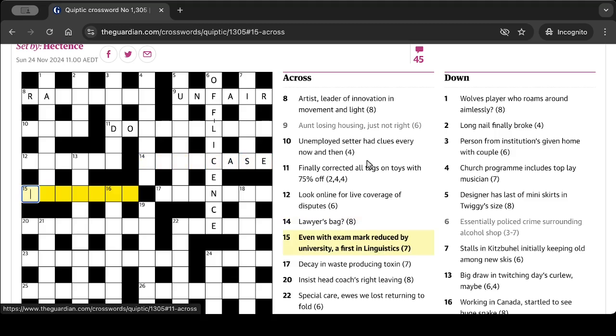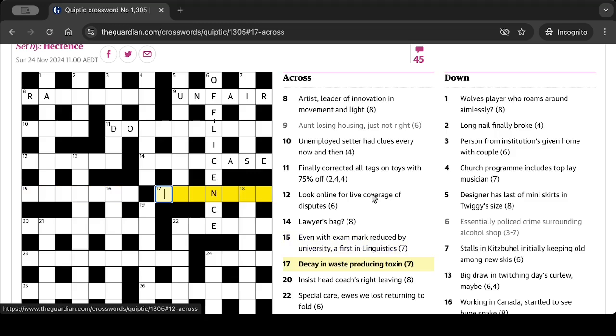The setter Rufus did amazing crosswords like that. Even with exam mark reduced by university, a first in linguistics. You know what? That's just so many words, so many potential mechanics. I'm going to skip it because I'm looking to get some easy ones in first.